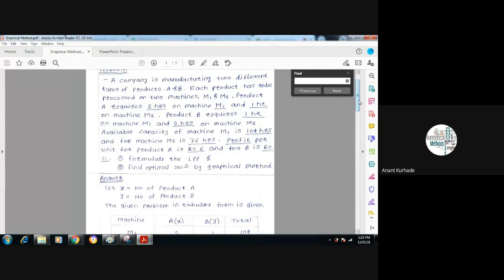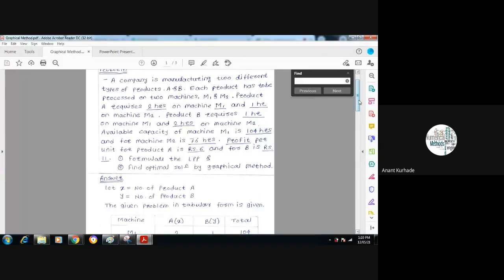So in order to manufacture the A type product, it requires 2 hours on machine M1 and 1 hour on machine M2. Similarly, product B requires 1 hour on machine M1 and 2 hours on machine M2. So please remember here, product A requires 2 hours on M1 and 1 hour on M2. Product B requires 1 hour on M1 and 2 hours on M2.